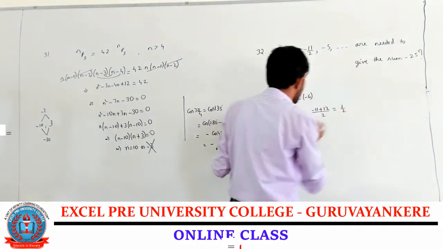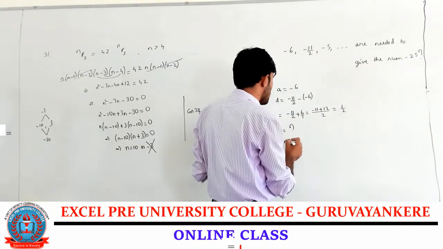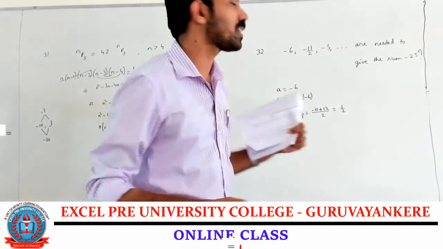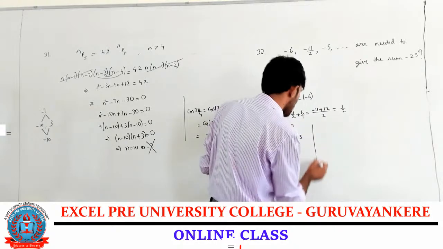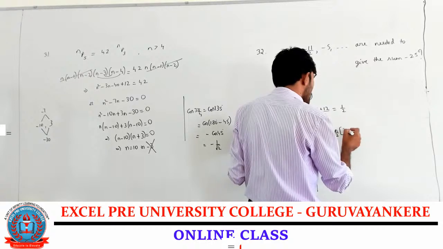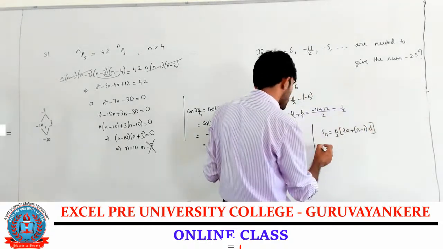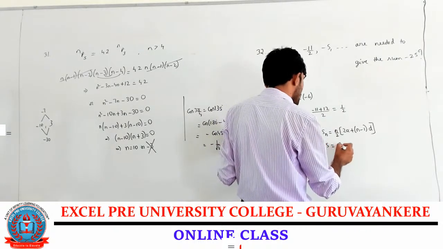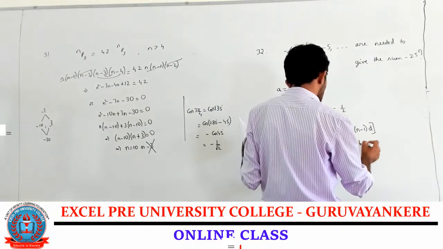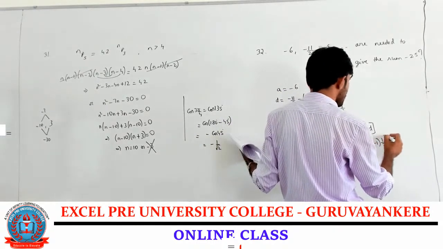How many terms are needed? N value to find out. Sum to n terms is given to be equal to minus 25. Write the formula. Sum to n terms is n by 2 into 2a plus n minus 1 into d. Minus 25 is equal to n by 2 into first term is minus 6 plus n minus 1 into common difference is half.